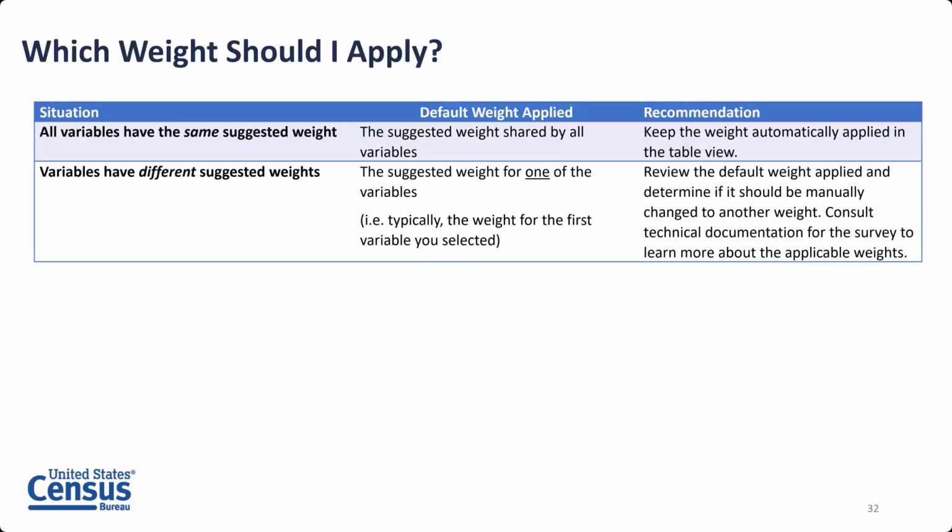But if any one of your variables has a different suggested weight from another variable that you've selected, you would want to consult technical documentation to learn more about those weights and to further research which one would make the most sense for your analysis. The system is going to default typically to the suggested weight for the first variable you selected, but again, you will need to review what's the use case for your analysis and potentially manually change that selection.